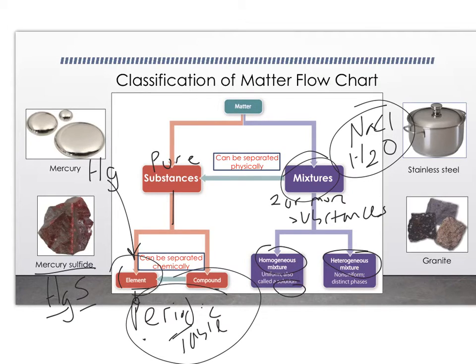If you look at the examples on the right, we either have stainless steel or we have granite. The stainless steel would be considered the homogeneous mixture because you cannot tell the difference between the different steel molecules. As compared to granite here, I can see different colors, I can see different specks. That is a non-uniform mixture, hence it is considered heterogeneous.